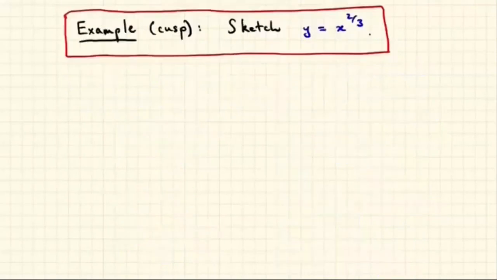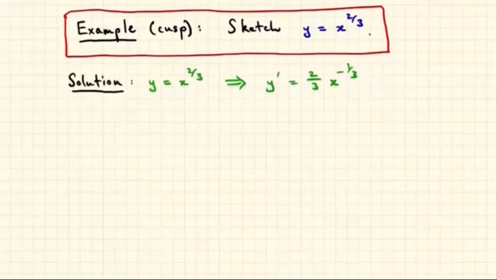Let us now discuss the sketching of a cusp. Let us consider the function y equals x to the 2/3. Finding the first derivative, we get 2/3 x to the minus 1/3. The sign diagram for the derivative involves one important point for x, namely x equal to 0, where the derivative is not defined.